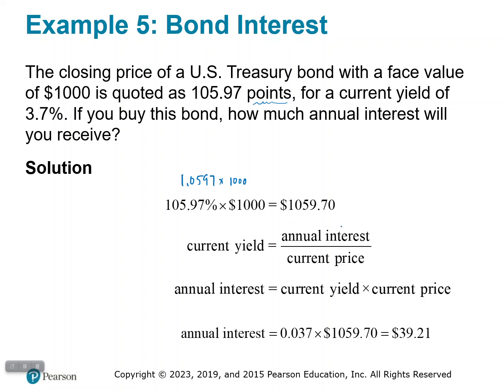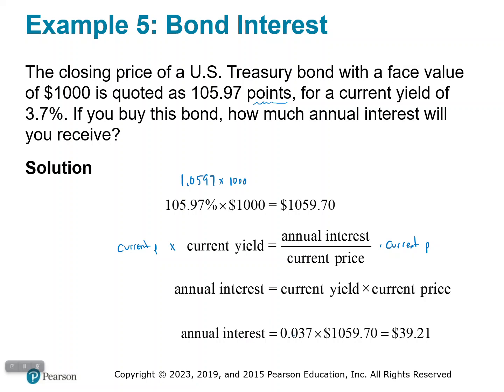The current yield is the annual interest divided by the current price. Notice if I multiply the current price on both sides, then I'll have annual interest by itself on this side, because current price will cancel out, and I'll have current price times the current yield. Right? And it's an equation. It doesn't matter which side we write them on. They're balanced. They're the same.